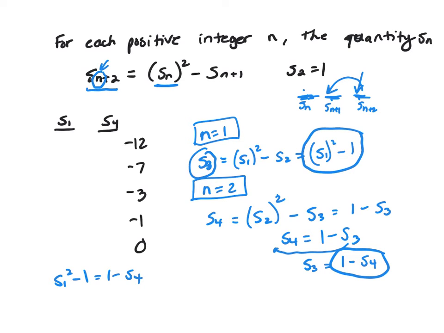See what I've done? I've got an equation involving an S sub 1, which is what I'm trying to find, and an S sub 4, which is something I'm trying to find. So this is S sub 1 squared equals 2 minus S sub 4.